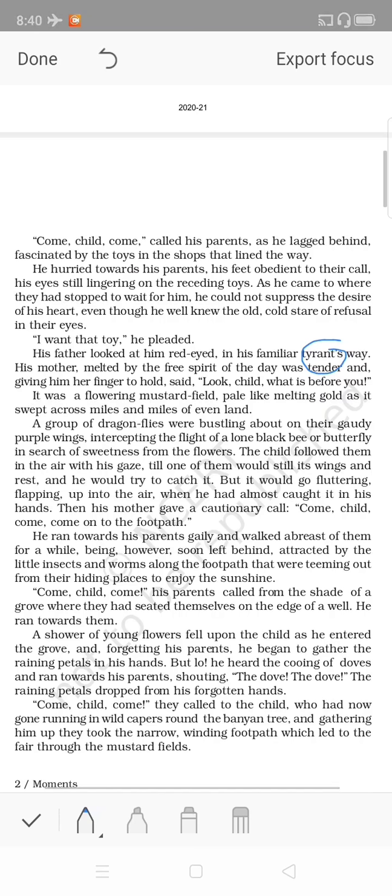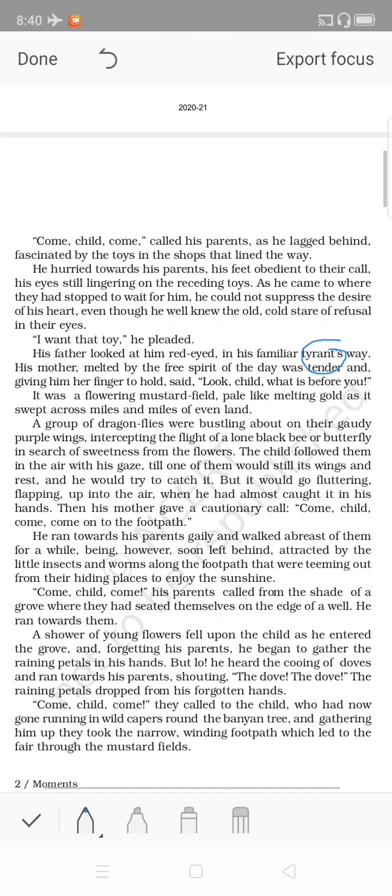But his mother, melted by the free spirit of the day, was tender and giving him her finger to hold, said, "Look, child, what is before you?" The mother became very emotional due to the cheerful mood of the child, that he was so happy and cheerful. But in order to divert his mind, she gave her finger to the child to hold and guided him to a place. She asked him to see what was in front of him. She kind of diverted his mind.